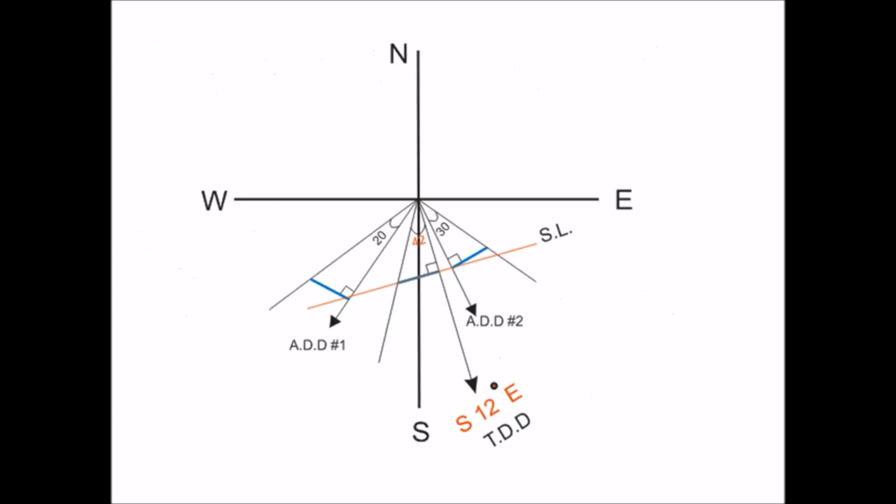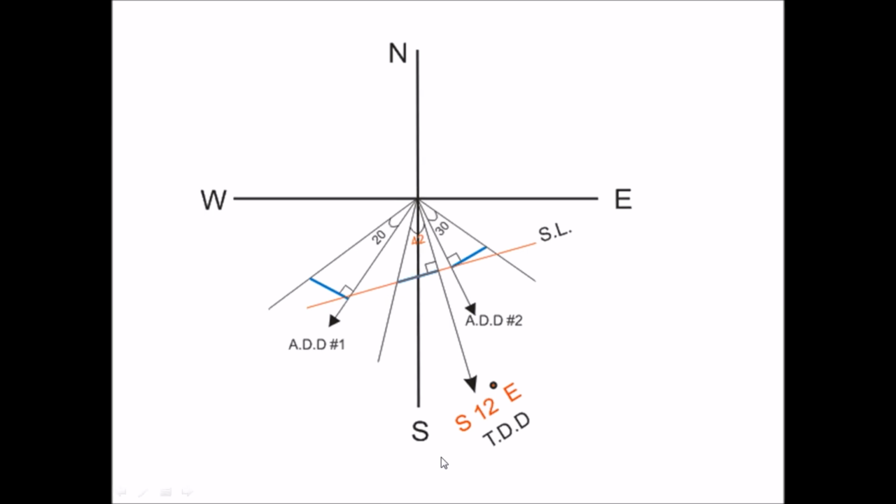Now once you know the strike line, you know the direction of true dip, because keeping in mind the property that the true dip is always perpendicular to the strike line. So we draw a line perpendicular to this strike line, and this will give the direction of the true dip, in this case say around 12 degrees east of south. The apparent dips were given earlier, and using those we have reconstructed the true dip direction.